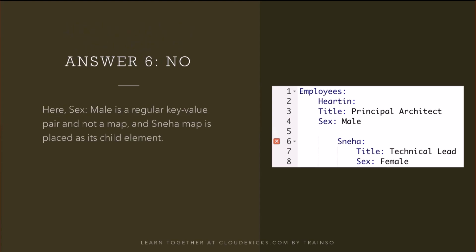The syntax is not correct. Sex: male is a regular key value pair and not a map or a list, and hence it cannot have any children. Here, the Sneha map is placed as a child element of the sex: male key value pair, and hence the syntax is not correct.